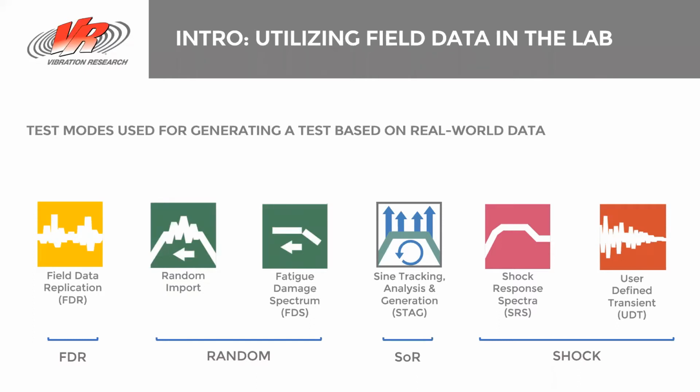So the three things that we'll be focusing on today are going to be random import, fatigue damage, and the STAG software. These three options are all random tests, right? So let's look at this a little bit deeper.